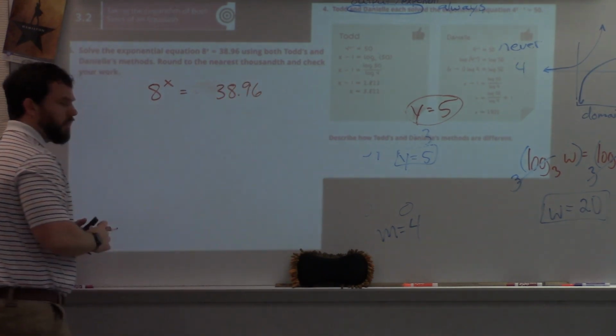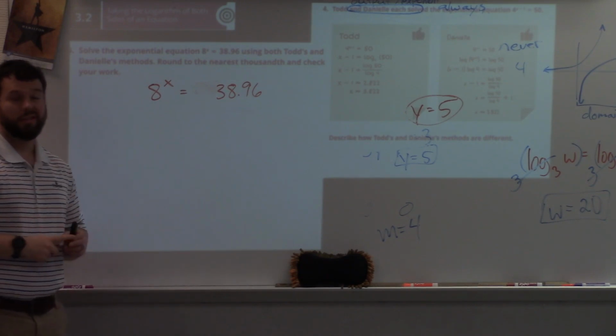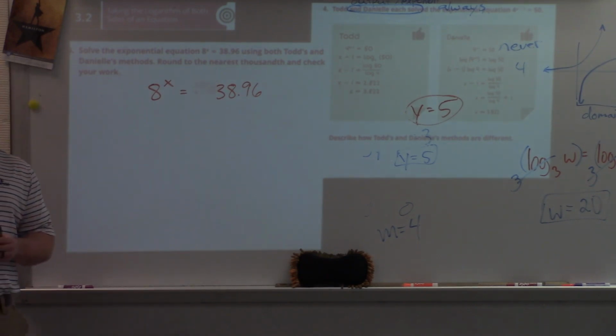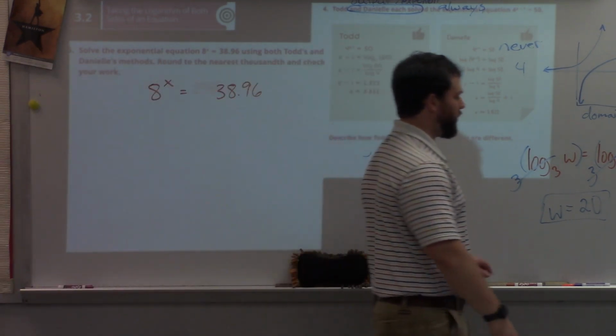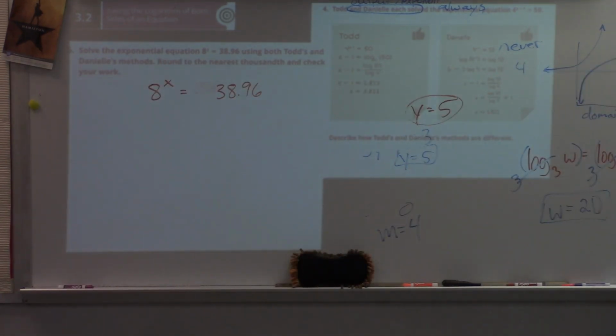How could I solve for x here? Does anybody know what exponent goes on 8 to give me 38.96? I have no clue. Because I know 8 to the first is 8, 8 to the second is 64, so it's got to be somewhere in between there, but I don't know it. So what can I do to solve that exponential equation? I can convert that to a logarithm, right?